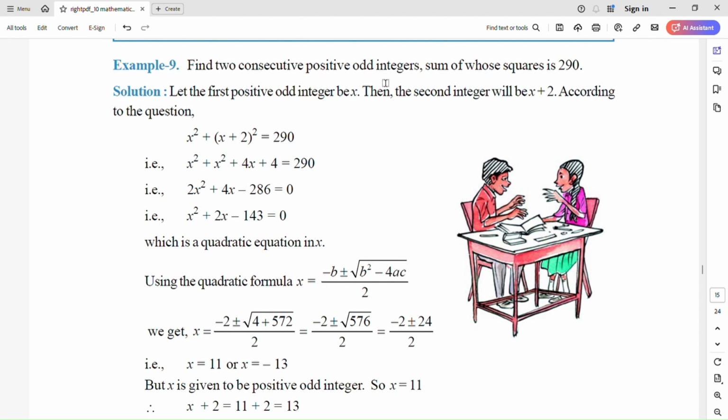Find two consecutive positive odd integers, the sum of whose squares is 290. The first positive odd integer is x. The second integer will be x plus 2. So x square plus (x plus 2) whole square equal to 290.